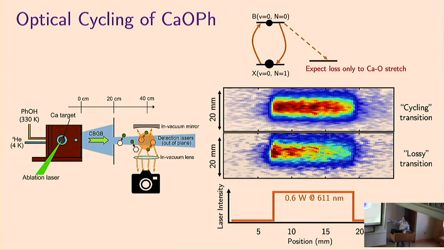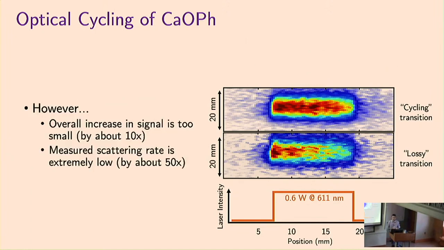So this is some initial indication of optical cycling in CaOPh, which is great. But there are some really big problems associated with the signal that we're seeing. The first is that the actual increase in signal that we see is maybe 10 or 20%. If we were really optically cycling to the extent that the vibrational branching ratios predict, that should be about 10 times larger. So for some reason, we're not scattering as many photons as we expect to.